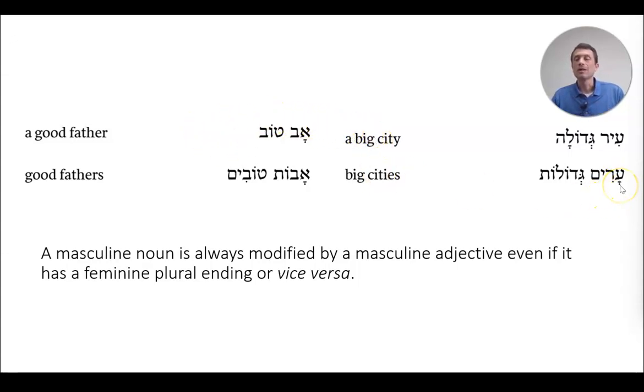Here's the plural, arim. Again, it looks masculine plural, doesn't it? But we talked about in the vocabulary, this is actually a feminine word, and so you use a feminine adjective with it. Arim gedolot. Here's the word father, av tov. That's pretty straightforward, a good father. But remember, father takes that irregular feminine plural, even though the word is still masculine, so you use a masculine adjective with it, avot tovim.